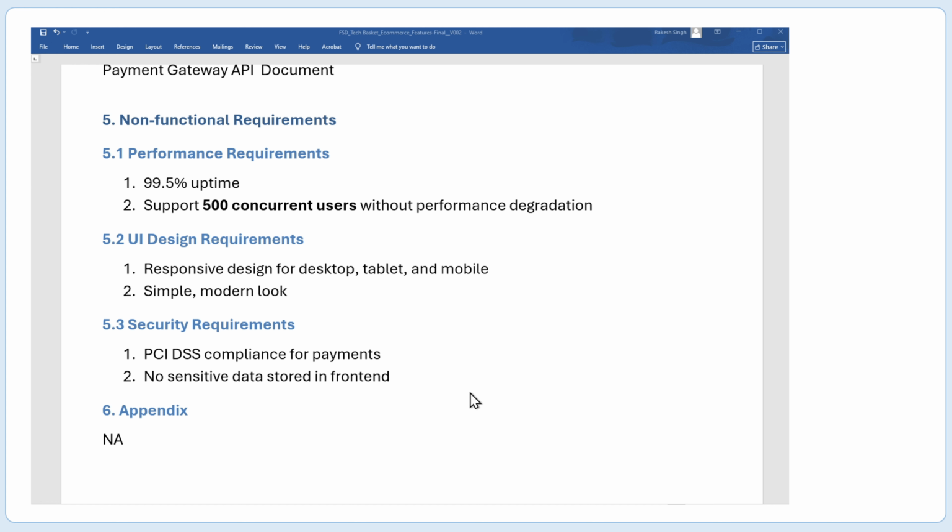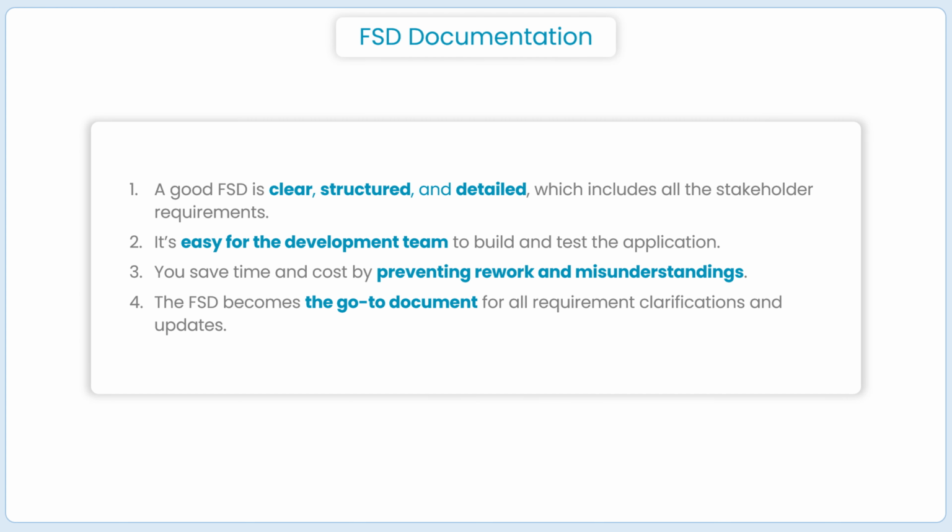Last, we have the appendix. So in this section, we will mention all the additional details which we have not captured in the above document. Let's quickly recap. A good FSD is clear, structured, and detailed, which includes all the stakeholder requirements.